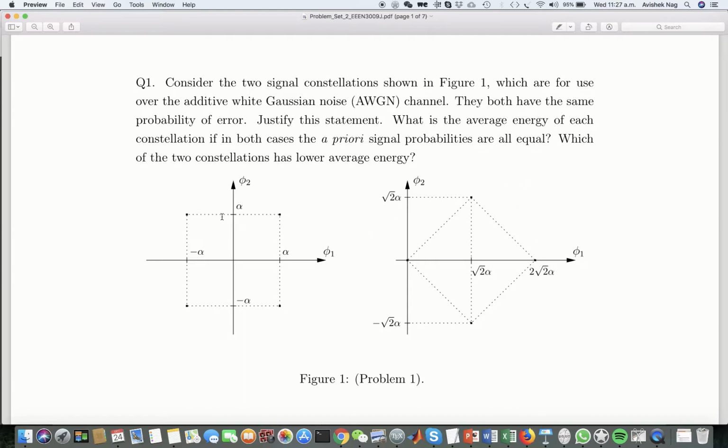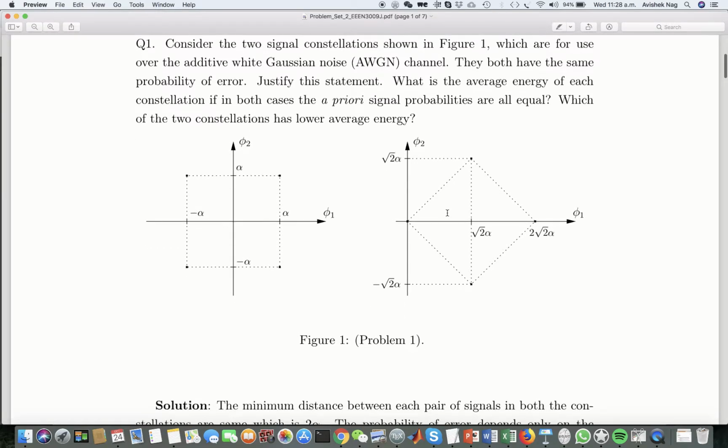So even if these two constellations look different, both of them have four signals, and in both cases, if they have the same a priori signal probabilities, then the probability of error will depend only on the pairwise distance between signals. So both these constellations have the same distance, therefore they will have the same probability of error.